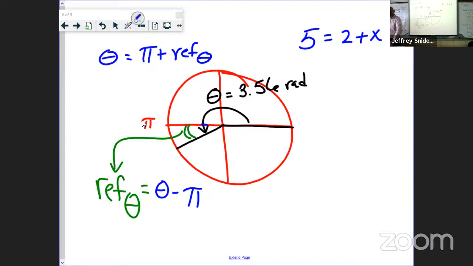On number 1, basically this is: do you understand what quadrant you're in, and could you tell me what the reference angle is? So on number 1, what quadrant is 2.1 radians in? Quadrant 2. How do you know it's in quadrant 2, Hamza?